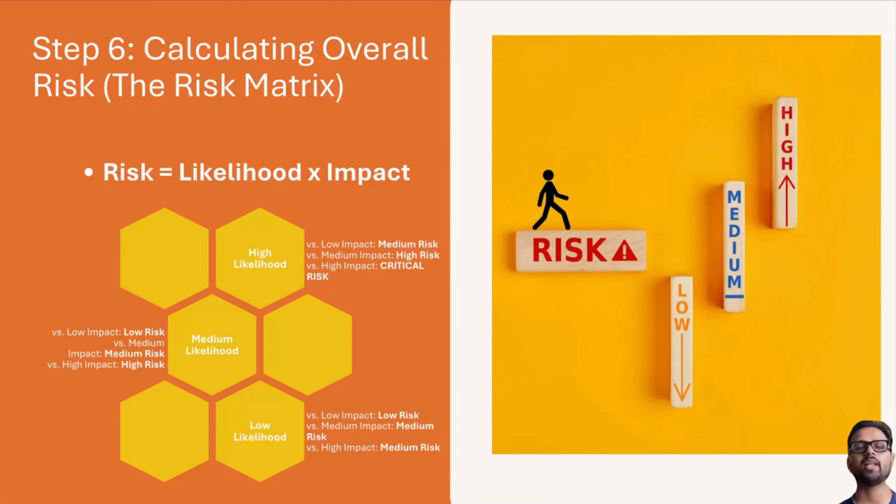Once we have likelihood and impact, we can calculate the overall risk using a simple formula. Risk equals likelihood multiplied by impact. This is often shown with a risk matrix. If likelihood is high and impact is high, the result is a critical risk.